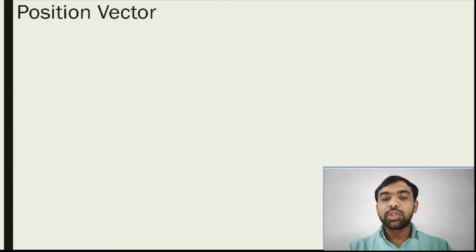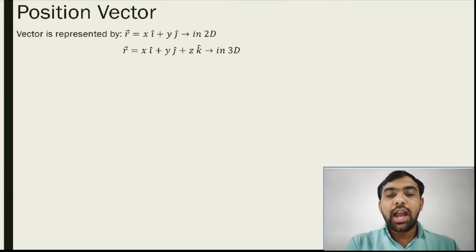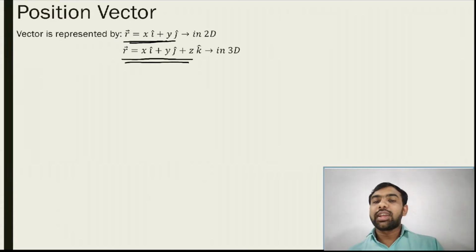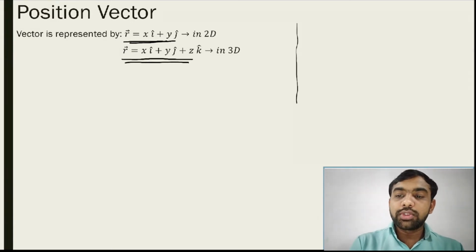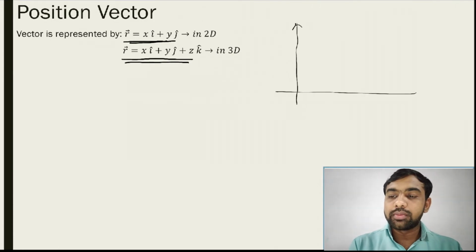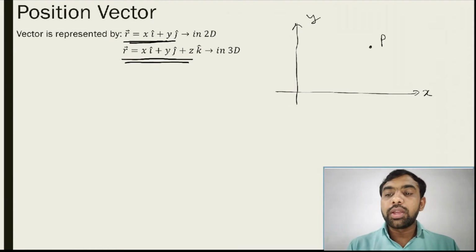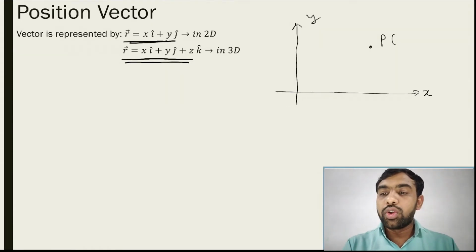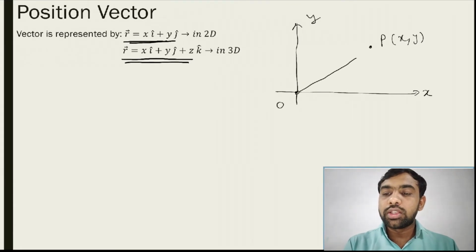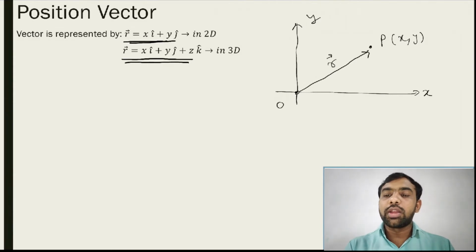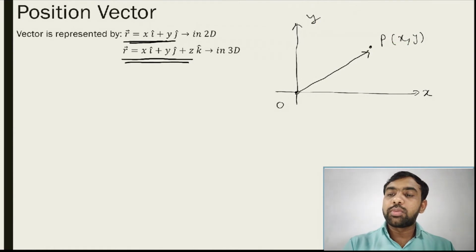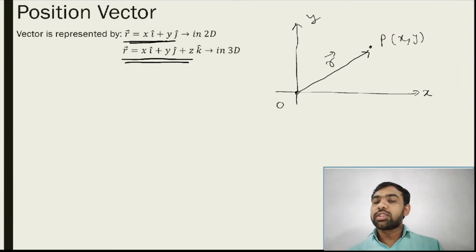So what is a position vector? It is represented by r equal to xi plus yj in 2 dimensions, and r equal to xi plus yj plus zk in 3 dimensions. Suppose in 2 dimensions you consider any point P having coordinates x and y, and this is the origin O. Then you draw this vector. This is named the position vector r, as we studied in the previous sessions also.